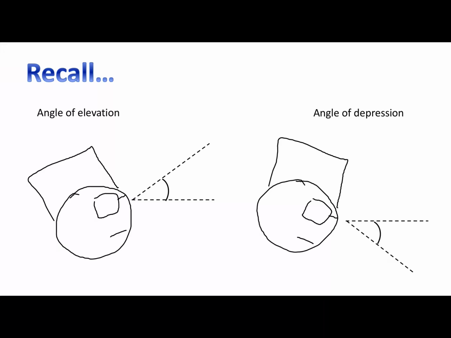So for this angle of elevation and depression, it's just you looking at an object which is higher than you or lower than you. How about objects which are on your left and on your right? How do you use angles to identify them? That is the main objective of this video. Those angles that we want to find, they are called bearings.